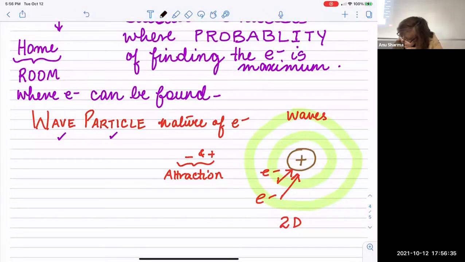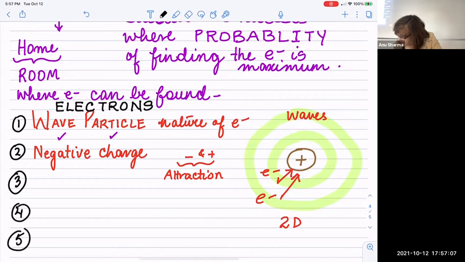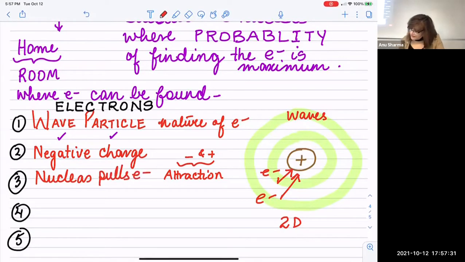Let's write this down: the electrons are existing as waves and particles. Next is that the electrons have a negative charge, and this negative charge is what they are attracted to the nucleus with. So the nuclear pull, put this here, 4, 5. The electrons are attracted, or pulled, rather. The nucleus pulls the electrons towards itself, okay?